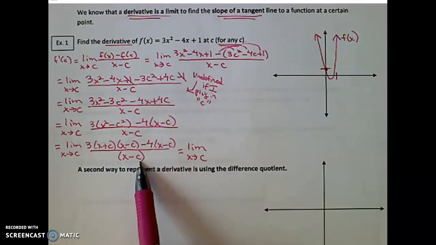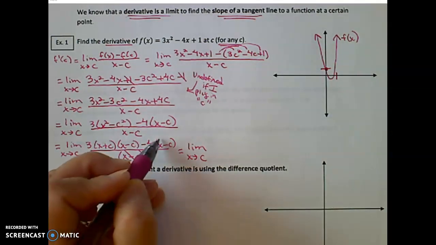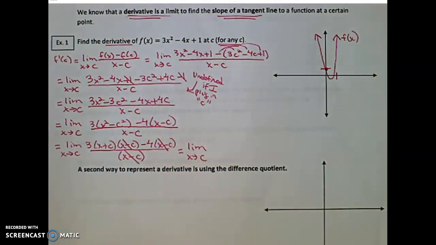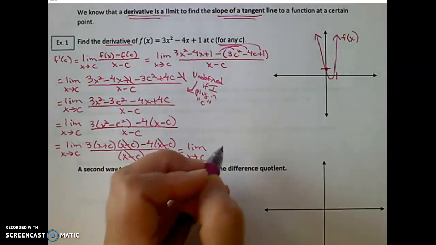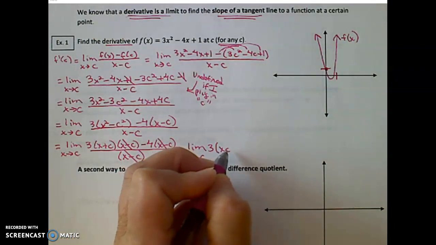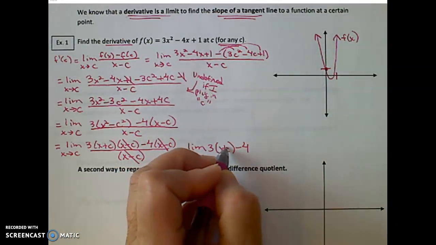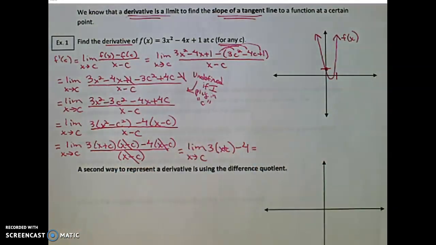And now notice I can remove that problem spot as x approaches c. As long as I have that common factor in all of my terms, I can reduce. And I'm left with the limit as x approaches c of 3 times (x plus c) minus 4. Notice now I can plug in c, and that is defined.